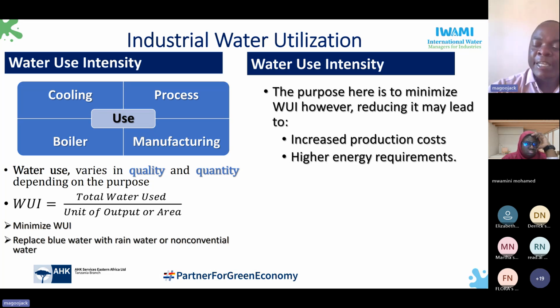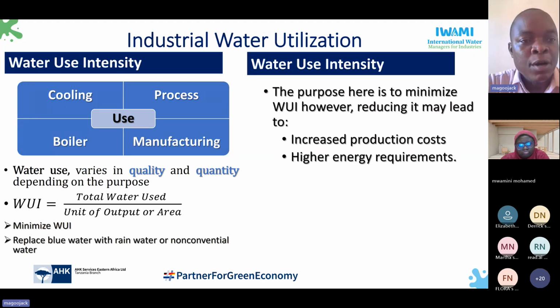The water use intensity in an industrial context refers to the total amount of water put into use over a unit of output or area. I can say this is just the volume of water in relation to the product expected. For example, if it is an industry that manufactures cars, this can be quantified by considering the amount of water relative to the number of cars produced once you use a certain volume of water.